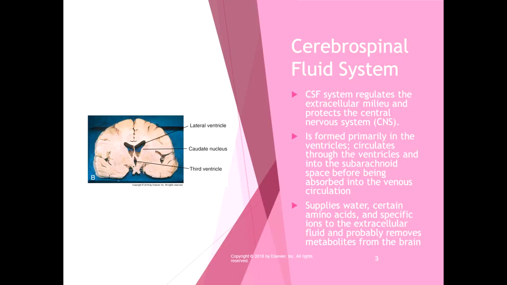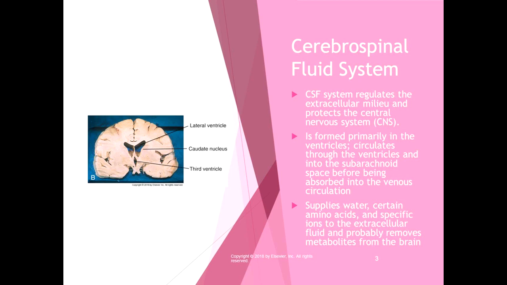The cerebrospinal fluid system regulates the extracellular milieu and protects the central nervous system. So a lot of the chemicals in water and amino acids that have to be there for the brain cells are carried by the cerebrospinal fluid system, and it also provides cushioning and force absorption. The CSF itself is formed primarily in the ventricles. It circulates through the ventricles and into the subarachnoid space before then being absorbed into the venous circulation.